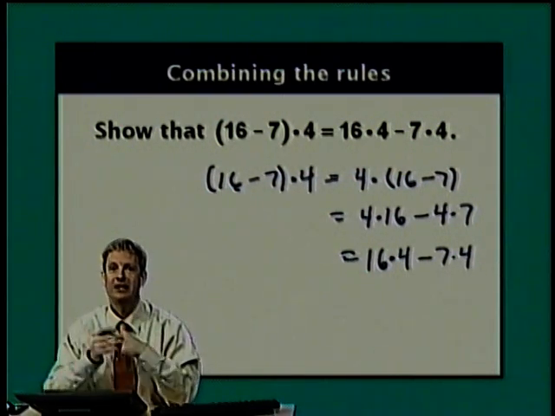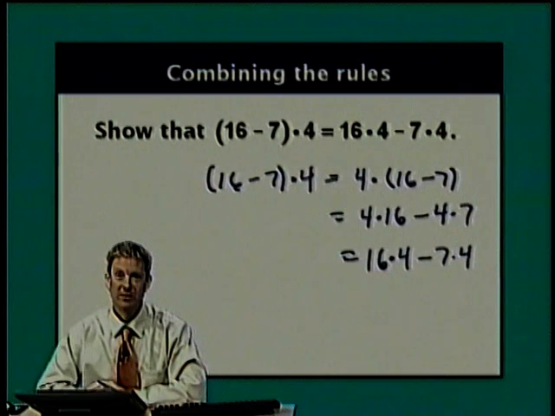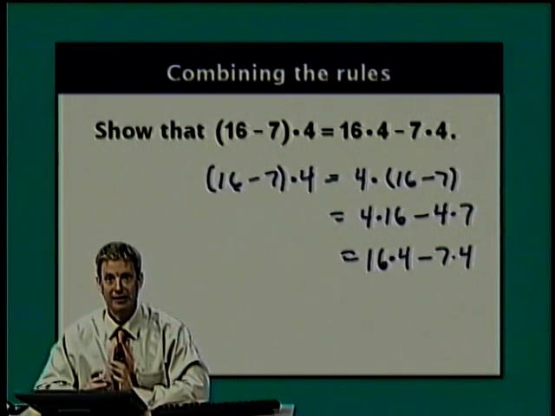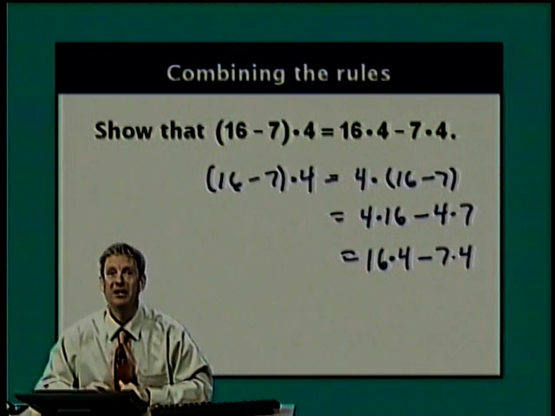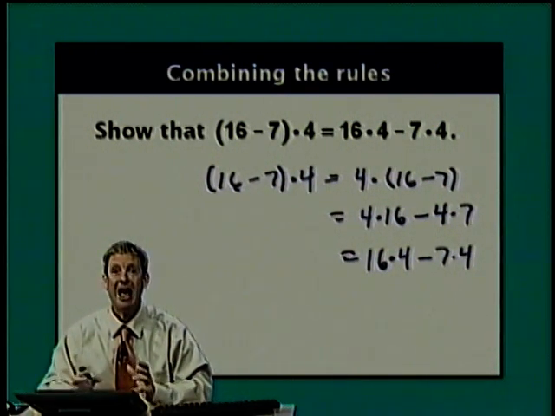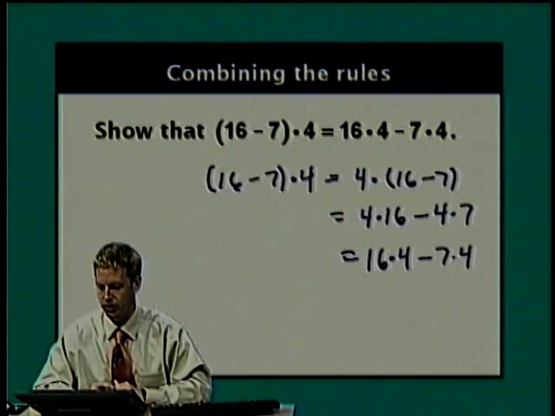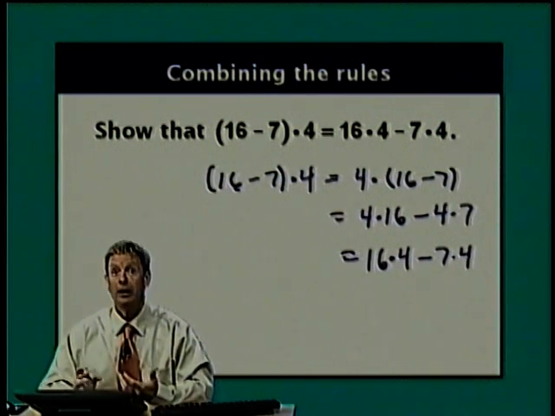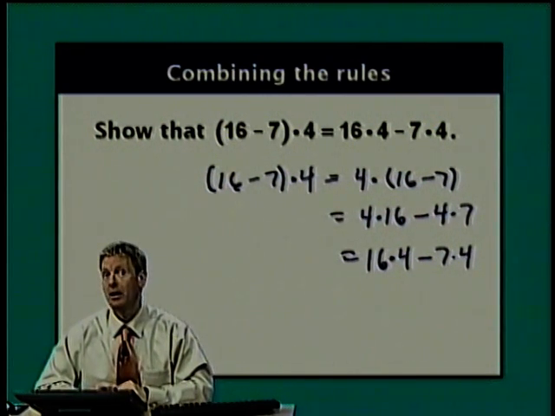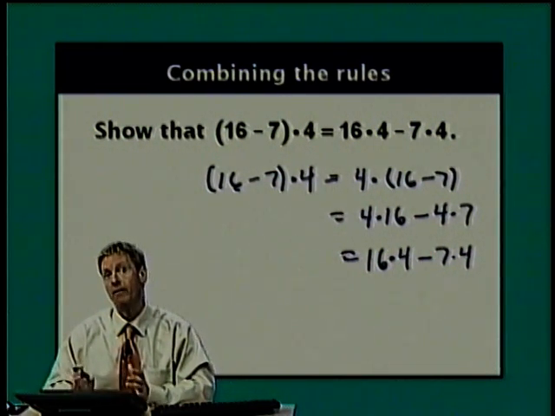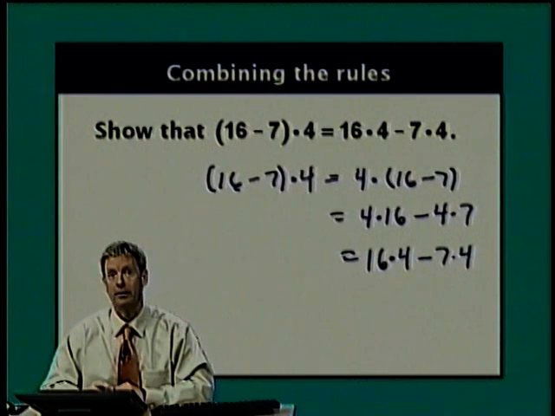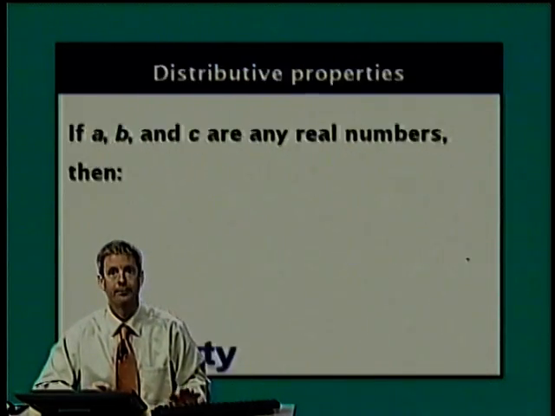Now, I am not suggesting that you would ever want to go through these steps to calculate 16 minus 7 times 4. I'm just trying to show you that we can use the properties to establish the equivalence of these two expressions. Let's notice that the upshot here is that multiplication distributes over subtraction and addition regardless of which side of the product the addition or subtraction is occurring.